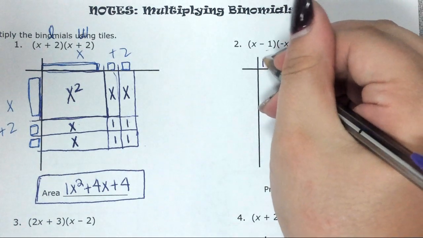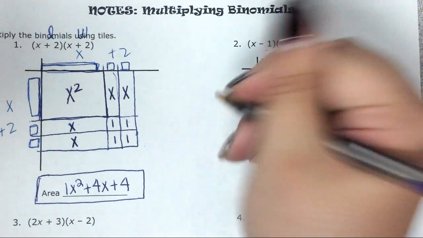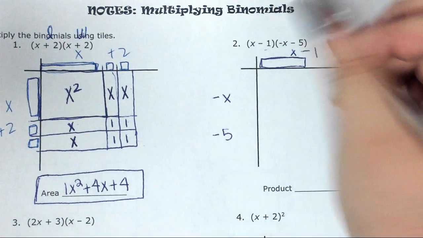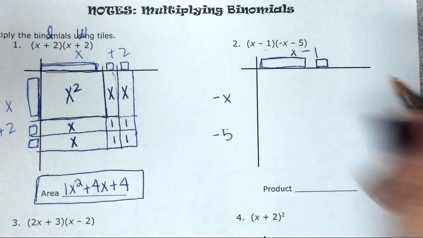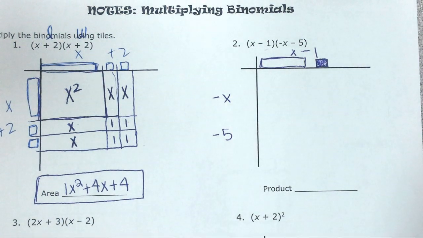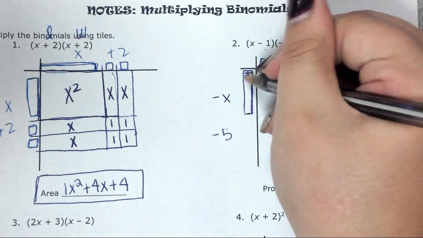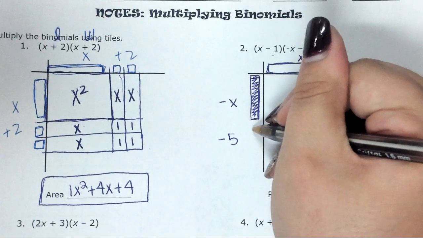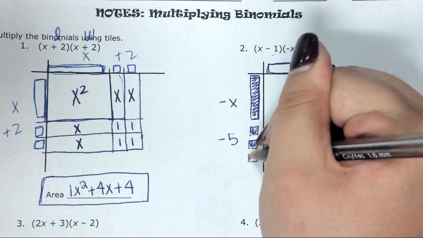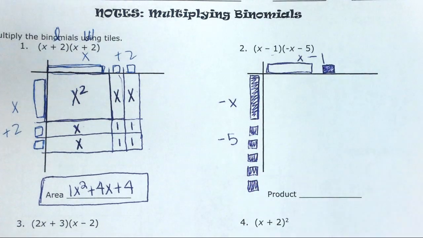Now I have x minus 1. And it doesn't matter which one, so I'm going to do x minus 1 and then negative x minus 5. It really doesn't matter which one you do where. It's just your preference. Now, if I'm doing minus 1, what do I have to have? It has to be shaded. And then I have a negative x, so I'm going to have to shade this one. And then I have to do negative 5 of them. 1, 2, 3, I should have done this a little bit smaller. Oh well, 5.